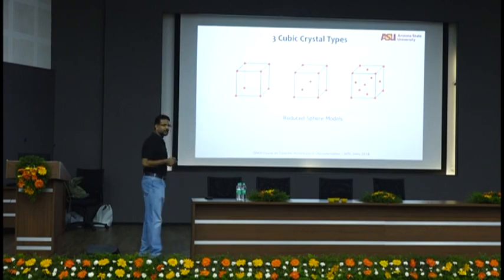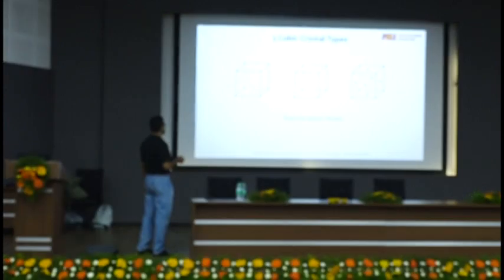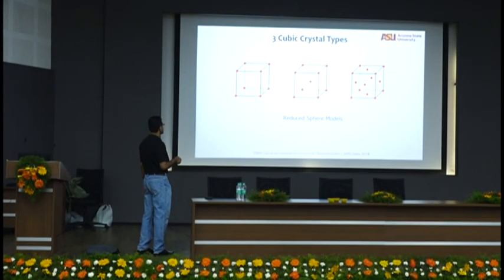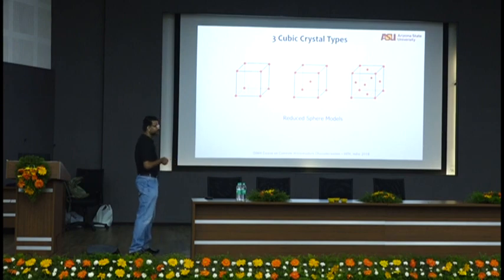Now you have three different cubic crystal types, and some of you might have seen this. This is called a simple cube, where I have an atom or a particle in all 8 corners. Here is a body-centered cube. I have a particle on all 8 corners plus one particle in the middle. And here is a face-centered cube. I have a particle on all 8 corners plus one particle on all the 6 faces.